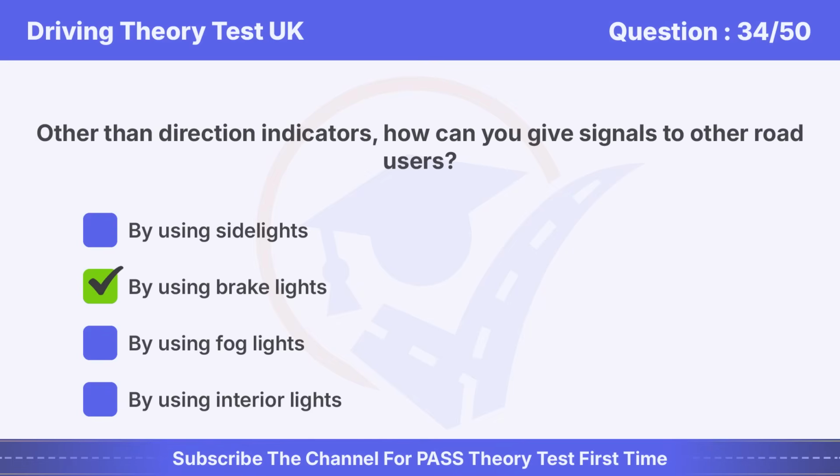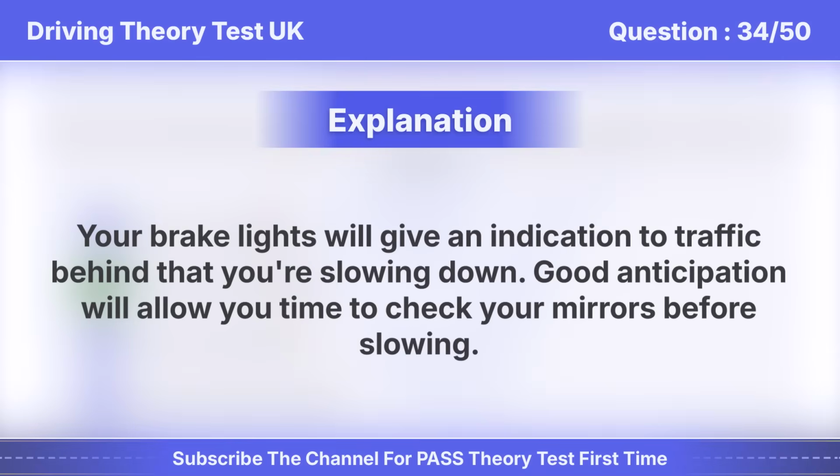Answer is B. By using brake lights. Your brake lights will give an indication to traffic behind that you're slowing down. Good anticipation will allow you time to check your mirrors before slowing.